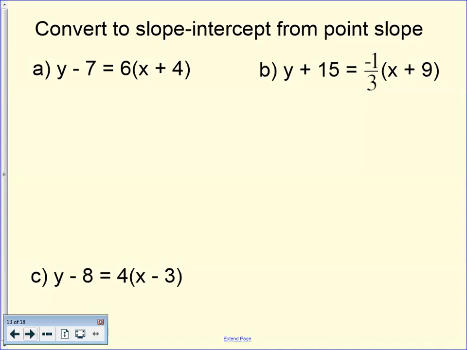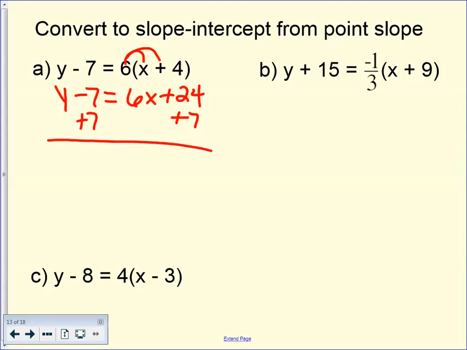All right, let's see if you did this correctly. If I'm doing this, I'm going to get rid of the parentheses first. Parentheses tell me to distribute. y - 7 = 6x + 24. I'm trying to get y alone, so I'm just going to add 7 to both sides. And I get y = 6x + 31, because the 7's cancel.